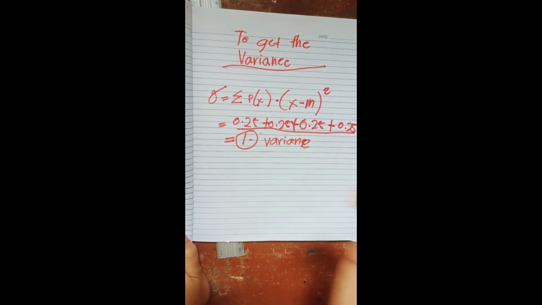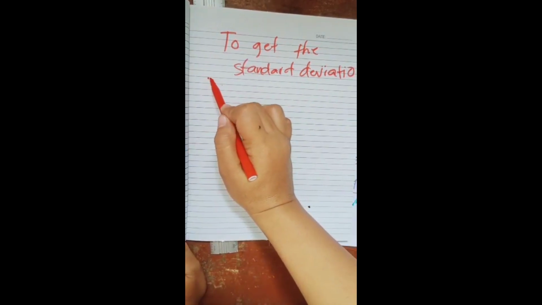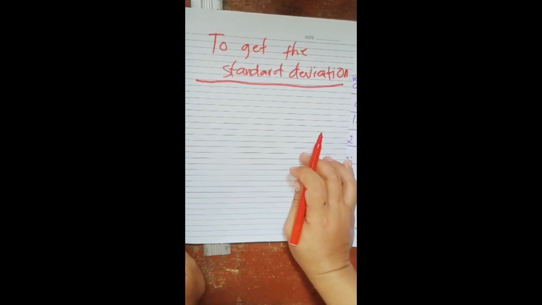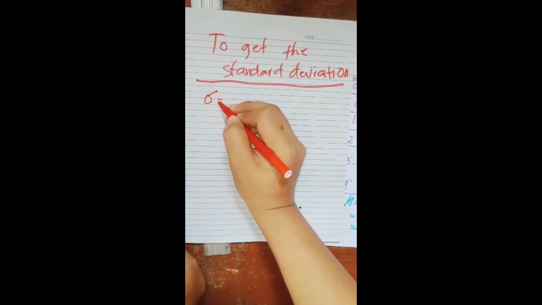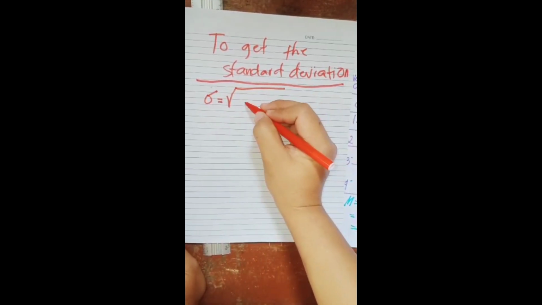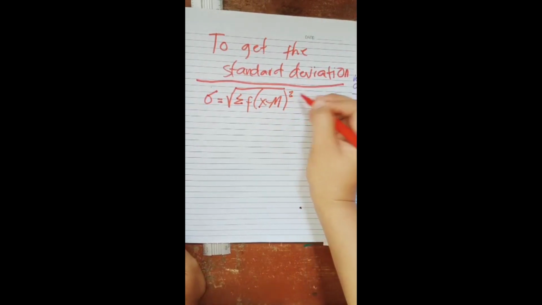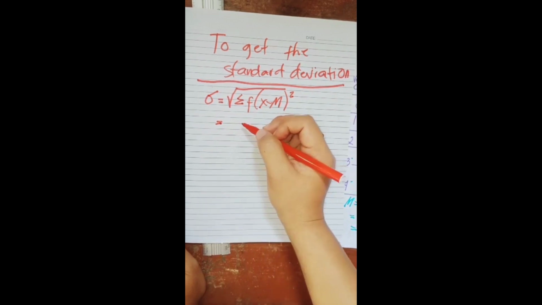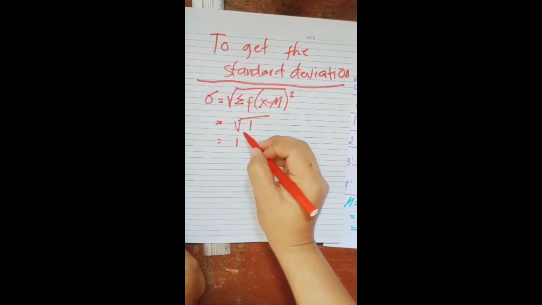Okay, let's proceed to the standard deviation. To get the standard deviation, we also have a formula. The standard deviation is equal to the square root of the sum of P of X times X minus mean squared, which is the variance. The square root of 1 is 1, so the standard deviation is also 1.